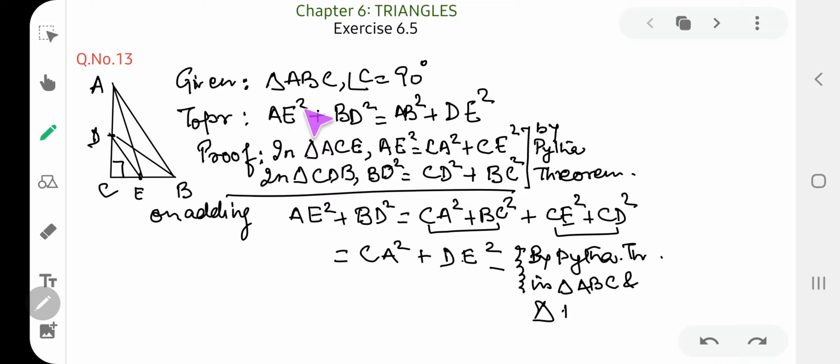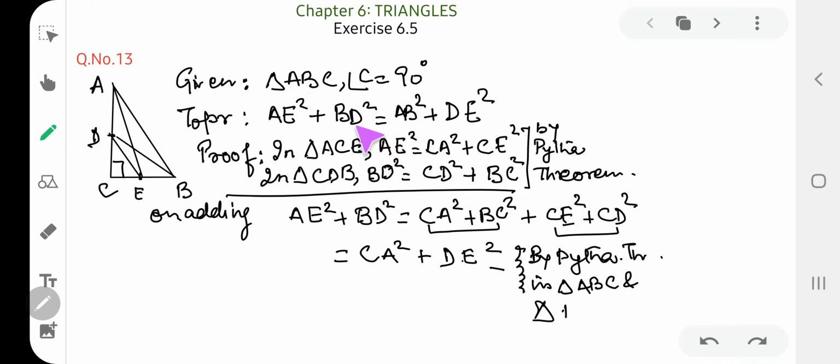So children, as you want AE square, it will be taken from triangle ACE. So you will take triangle ACE, and in this triangle C is a right angle, therefore Pythagoras theorem can be applied. Therefore the square of the hypotenuse, that is AE square, is equal to AC square plus CE square.